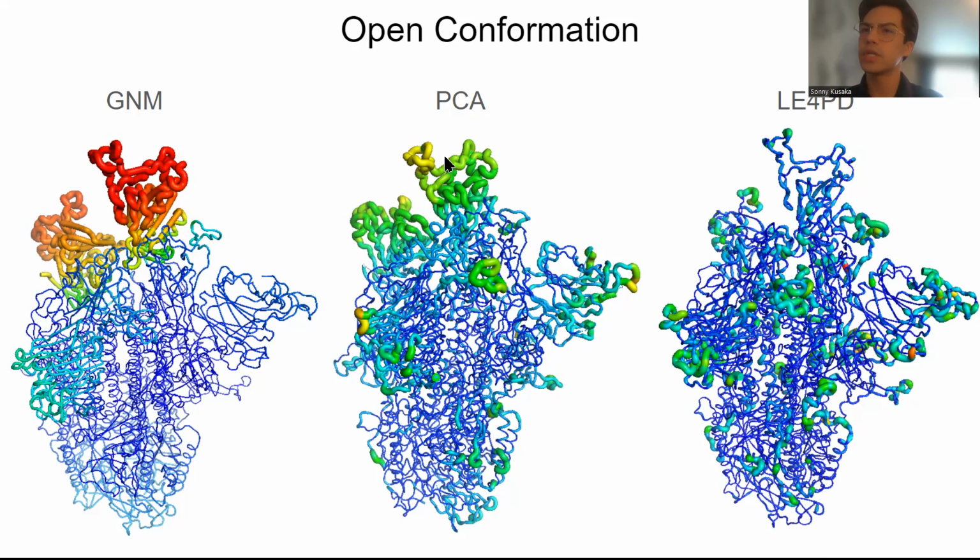It doesn't just say this entire region is flexible like GNM and PCA. It actually goes on a residue by residue basis and says this should be flexible, this part's not, this part is, this part's not. So we get a much better idea of what's happening within the protein.